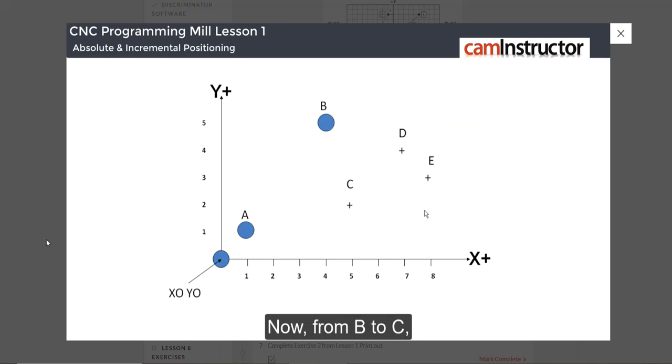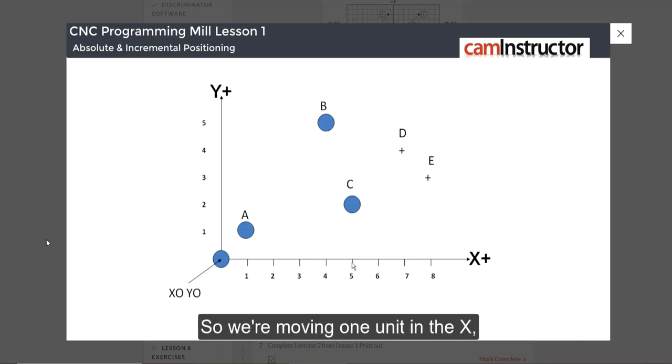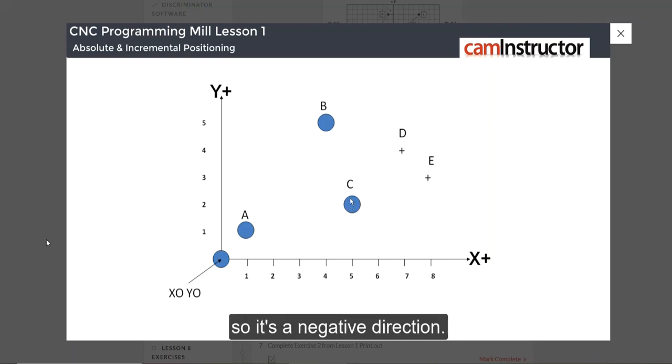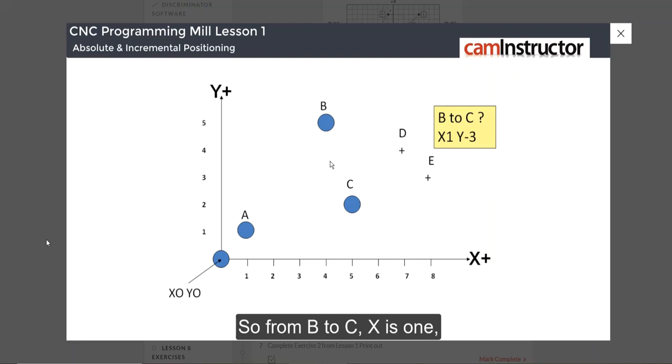Now from B to C, what's the incremental distance in x and y from B to C? So we're moving 1 unit in the x, and that's a positive value, and from B to C we're moving down in the y direction, so it's a negative direction. So from B to C, x is 1 and the y is negative 3.